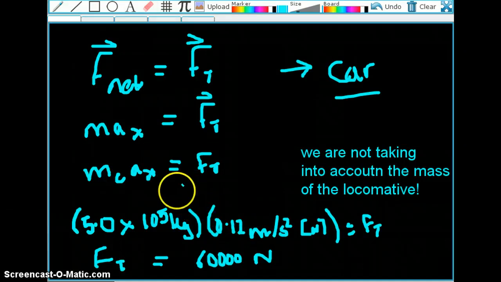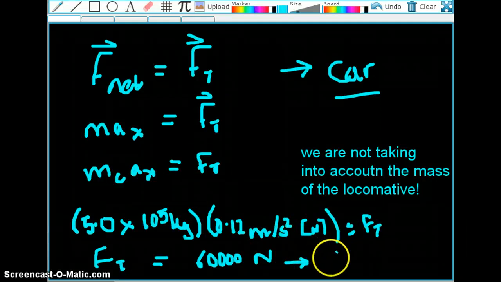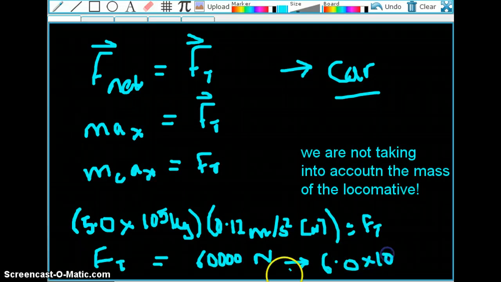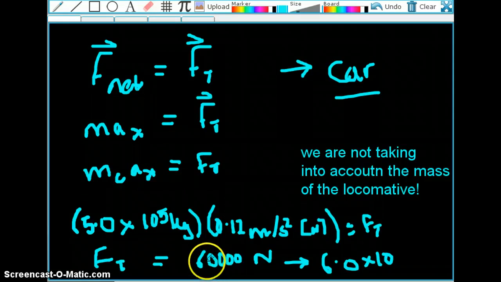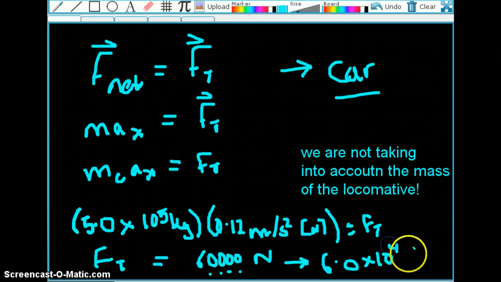And again, we don't want to leave it as this. We want to put it into its proper notation, scientific notation. So it would be 6.0 times 10 to the 4, because remember, after the 6, I have to move 1, 2, 3, 4 decimal points. So 6.0 times 10 to the 4 newtons.